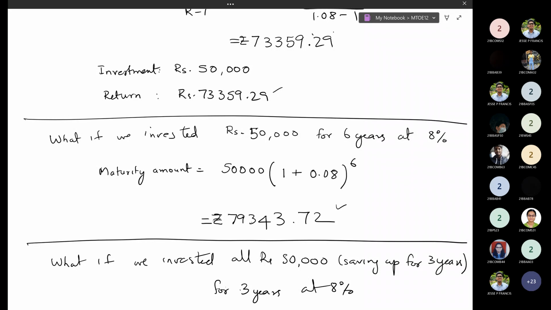Instead, you start a recurring deposit, where you invest 5,000 rupees every month for 10 months. That would add up to 50,000 total investment. In the 11th month, you would have got a higher return.